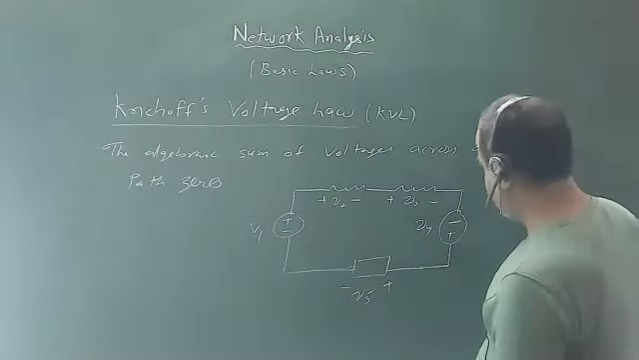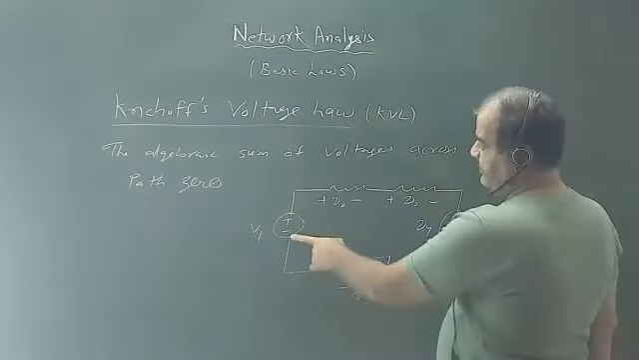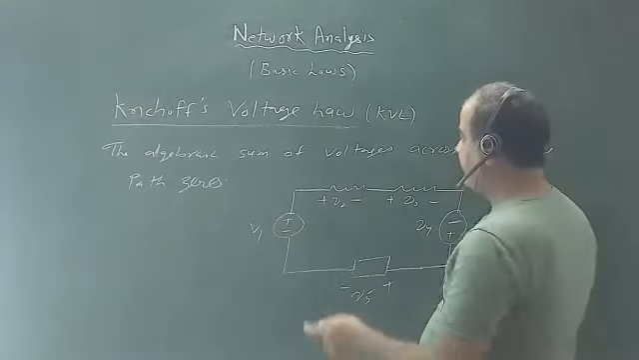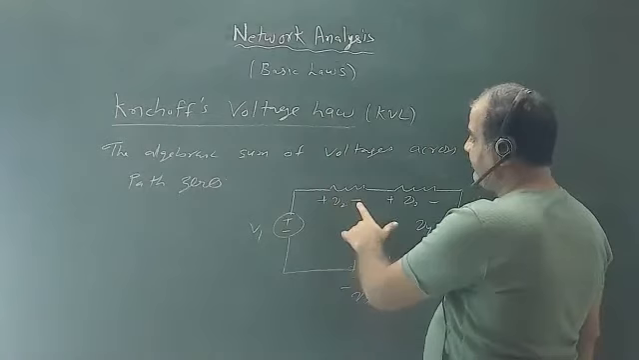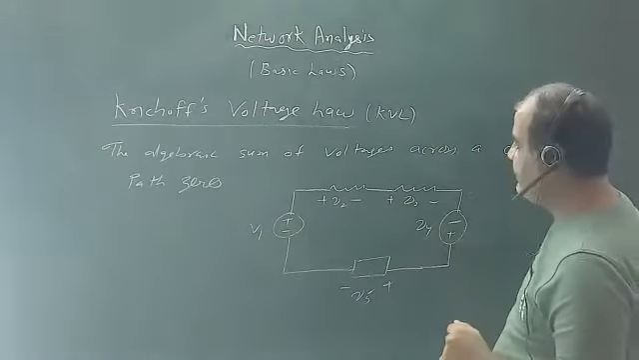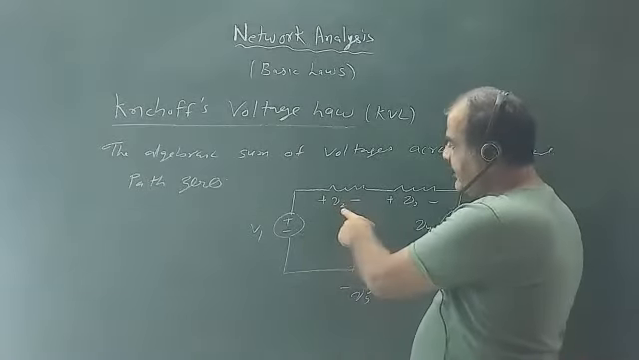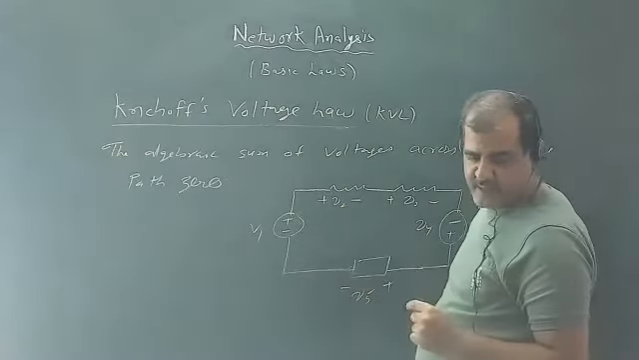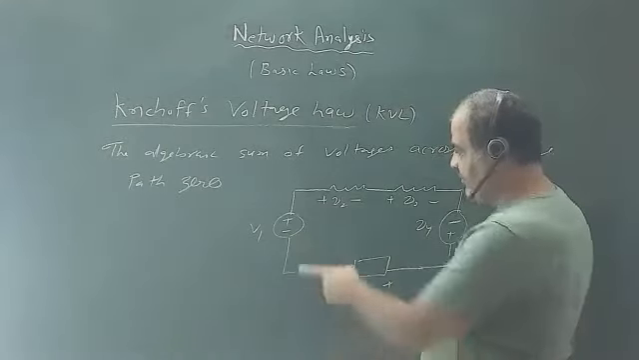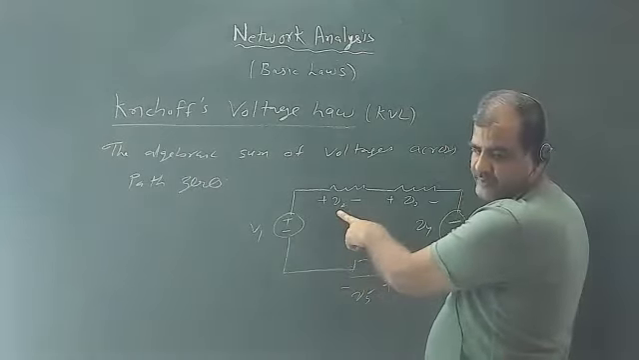Now when you go from minus to plus, that is a rise in potential. When you go from positive to negative, that means there is a drop in potential. While writing KVL, it is your choice whether you take a voltage drop as negative or a voltage rise as negative. You can take voltage rise as positive, and then voltage drop will be negative. I'll show you.